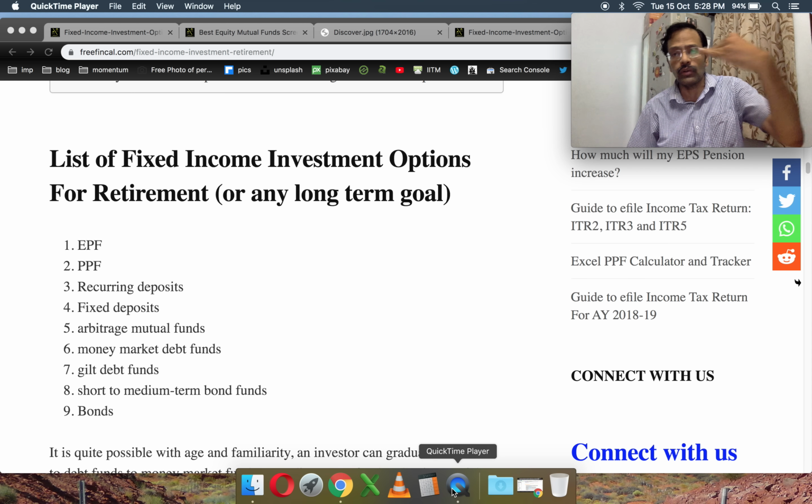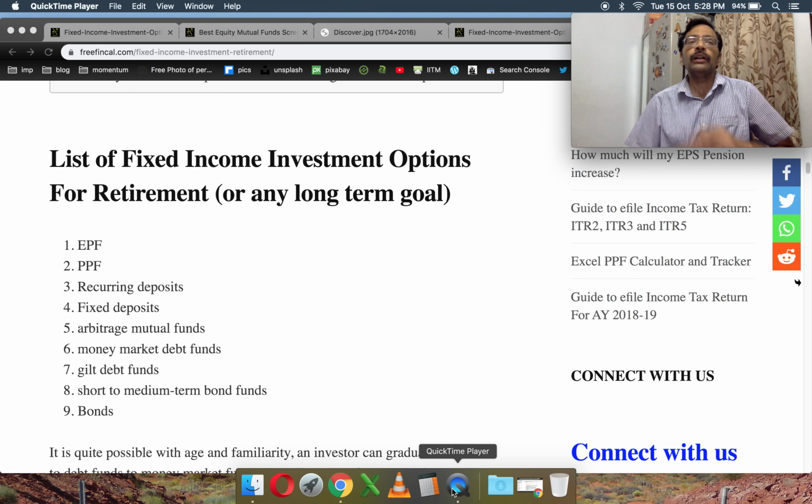As I said, you have to consider a stepwise decrease in equity allocation. When you do that, you can also consider putting it in an arbitrage fund or putting it in a debt fund. Of course, you have to be careful about the kind of holdings that it has got. You should be careful about credit risk and so on.